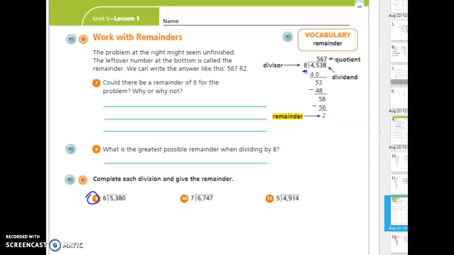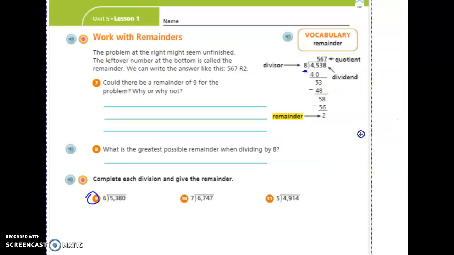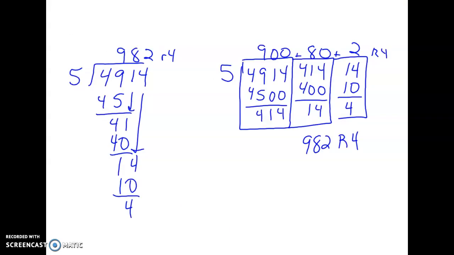All right, let's try another one. Let's try number 5. Sorry, not number 5, number 11, right down here. We're going to divide 4,914 by 5. So I would suggest doing this on another piece of paper. Make your numbers really big, space them out, line them up nice and neat, and remember you're going to have a remainder on this. So go ahead, try number 11. All right, here's your correct answer, 982, remainder 4. When you get down to the bottom, you have 4, and you can't divide that into groups of 5.